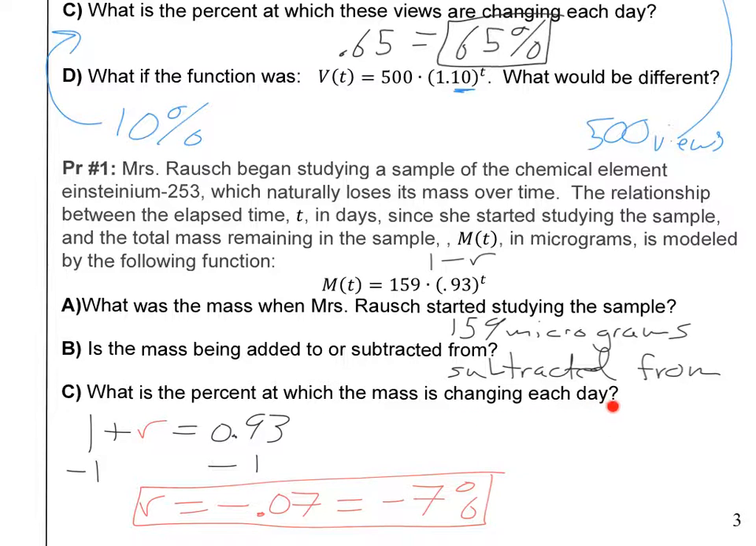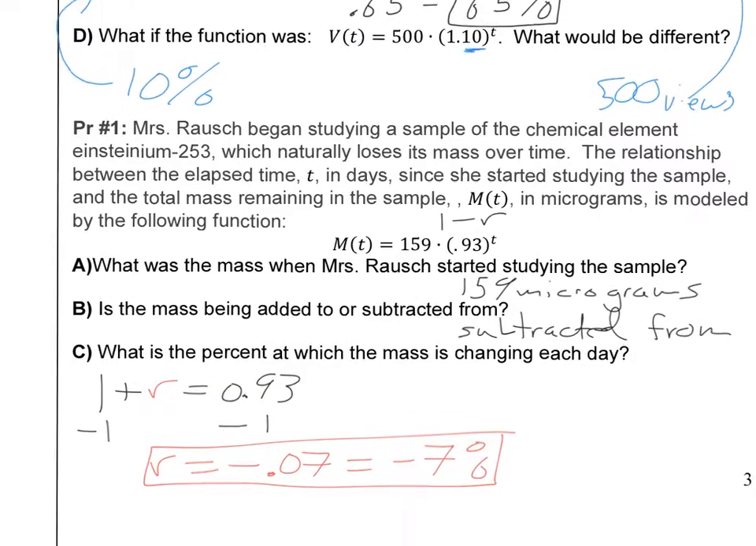What is the percent at which the mass is changing each day? This takes a little bit of thinking, but remember, this number in here is 1 plus your r. We really want to know that r. Well, if 1 plus my r equals 0.93, I could just solve for r, subtract 1, or you could think about it. What would you have to add to 1 to get to 0.93? You'd have to add a negative 0.07, which is like saying a negative 7%. So what is the percent? It's negative 7%. Pretty easy question. All right. So even though it's a word problem, nothing to be scared about. It's all pretty straightforward. Okay, let's go to the next page, though.